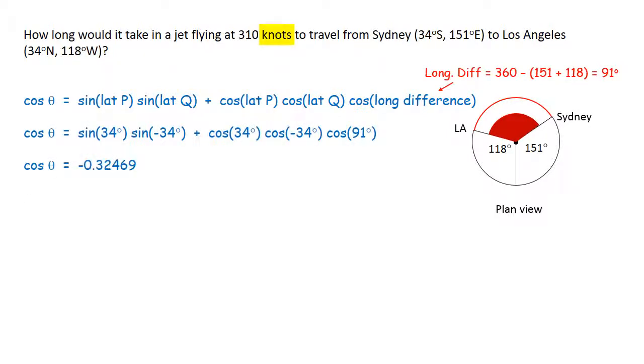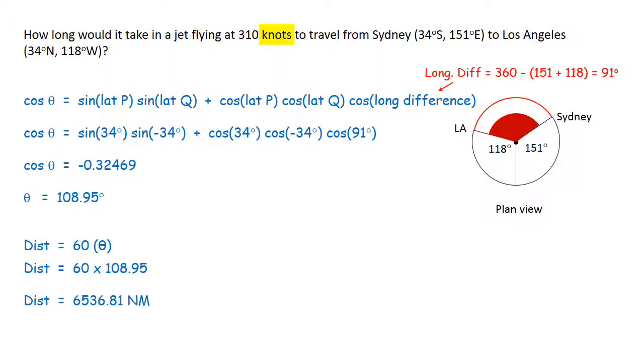If you've got some skill in programming or in spreadsheets, then you could make yourself a handy app that will help you do these sorts of calculations. We want the distance in nautical miles, so we're going to use d equals 60 theta. Theta equals 108.95 degrees. We can find the distance, but we were asked to find the travel time. Now time equals distance divided by speed. The distance was 6,536 nautical miles divided by the speed, 310 knots.